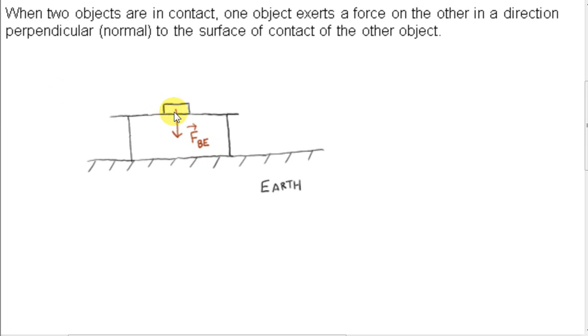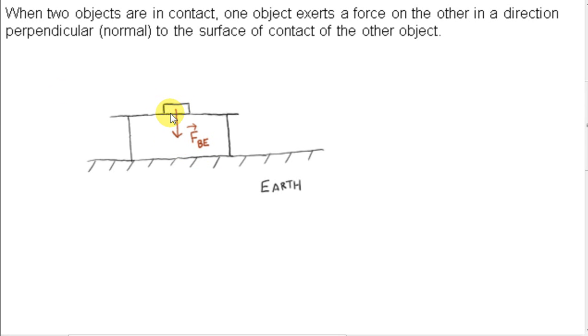Now the book is at rest, so this can't be the only force acting on the book. If this was the only force acting on the book, then by Newton's second law, the book would accelerate in the direction of this force. And the acceleration would be given by the magnitude of the force divided by the mass of the book. Since the book is at rest, the resultant force acting on it must be zero.